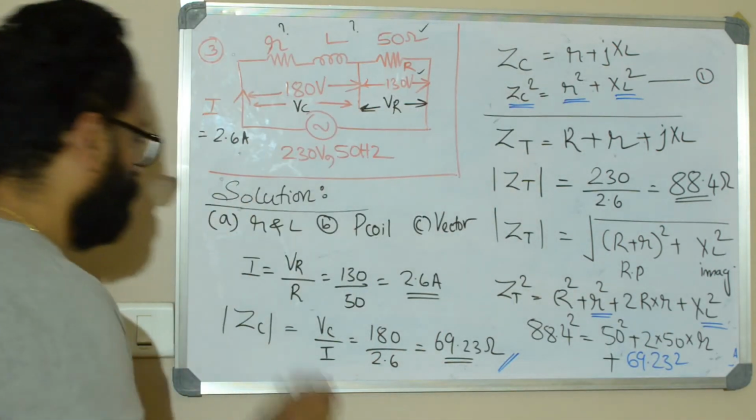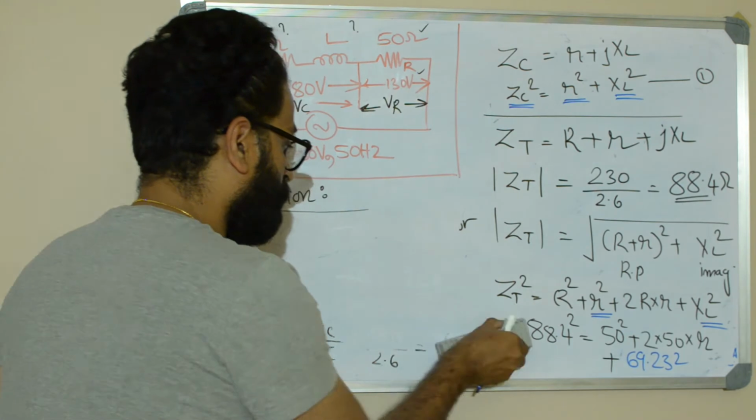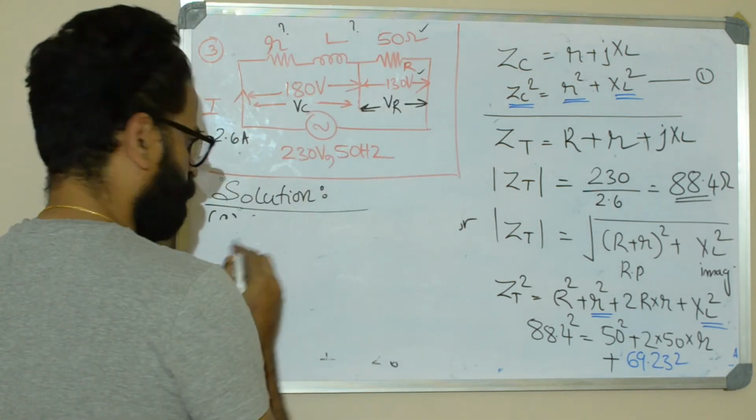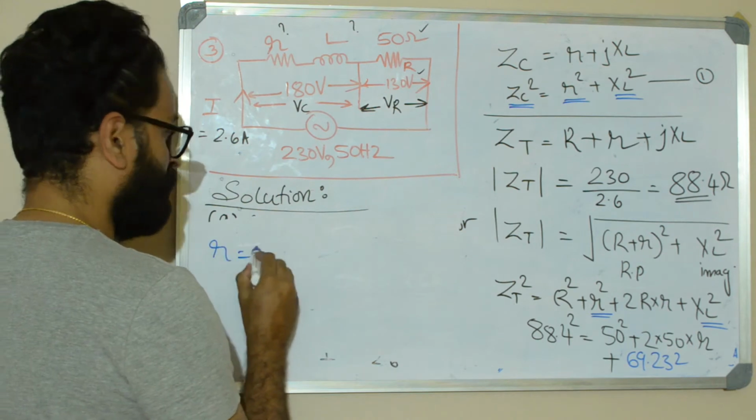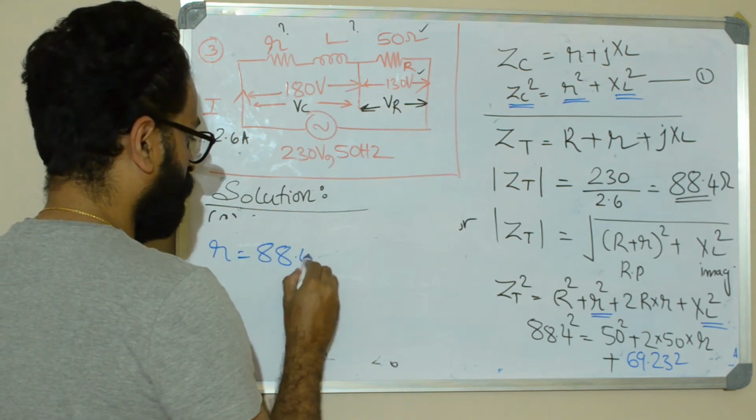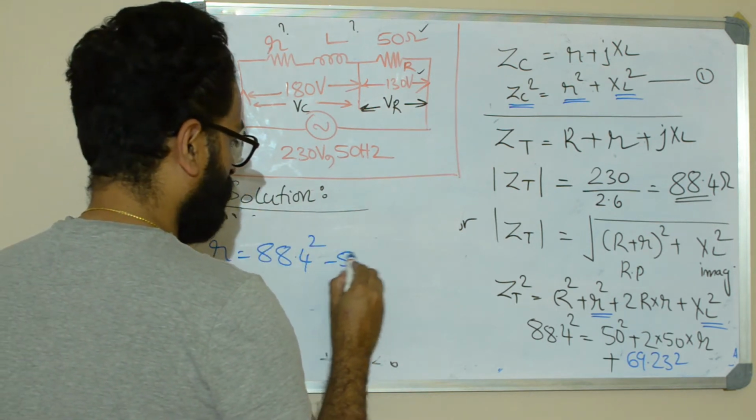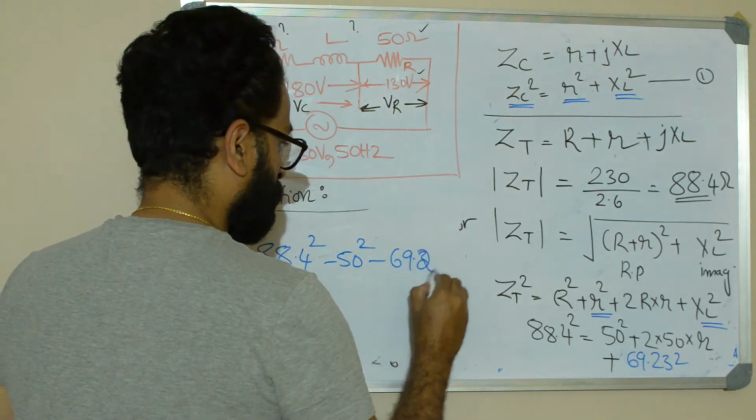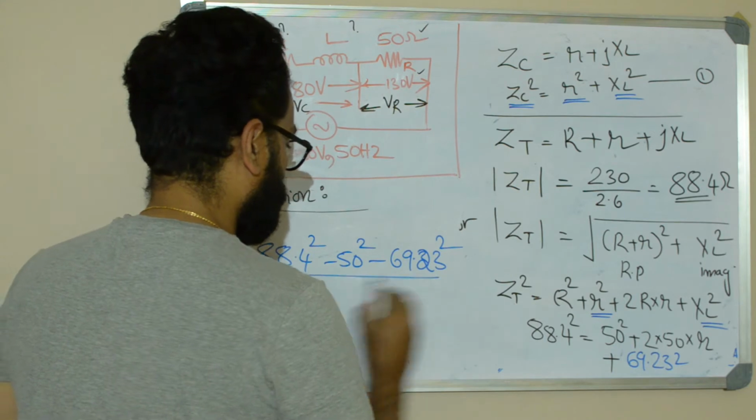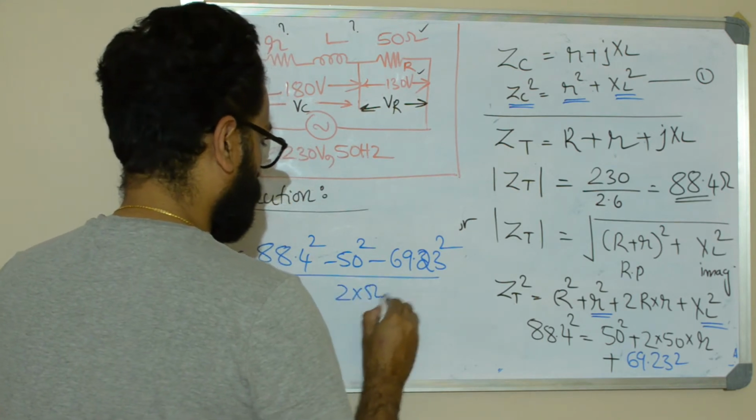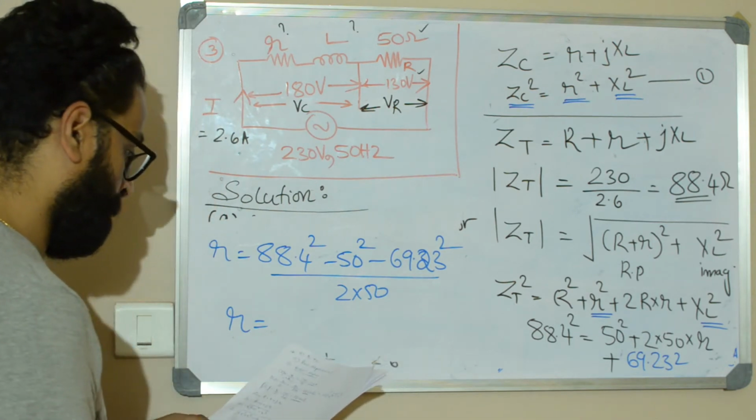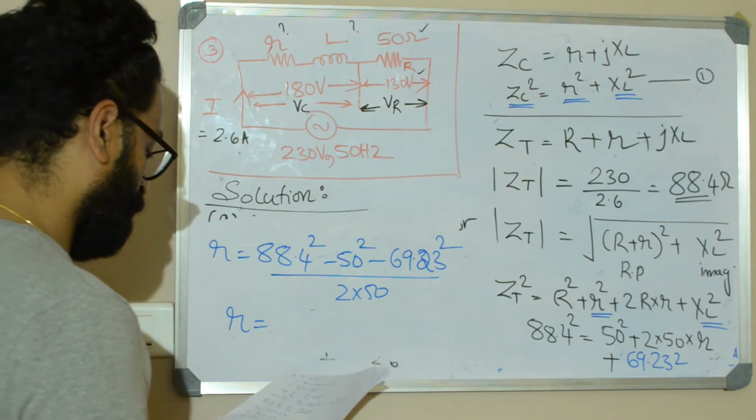And now what you can do is you can rearrange the terms to get the value of r. So r is equal to 88.4 whole square minus 50 square minus 69.23 square divided by 2 into 50. So you will get the value of r as 5.326 ohms.